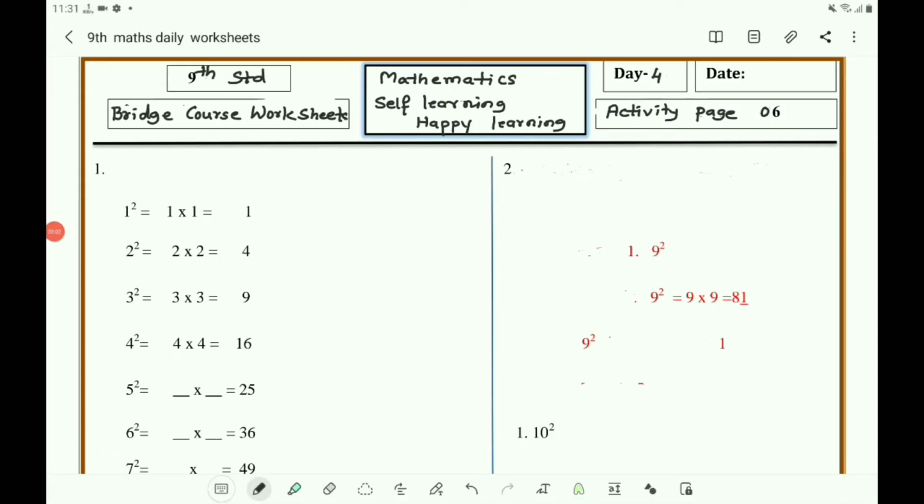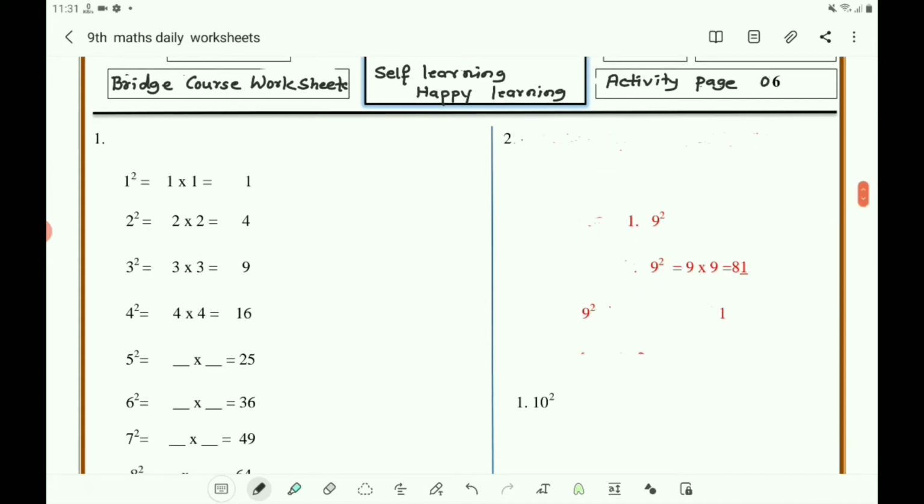Dear children, I hope that all of you completed the activity page 5 also. Now it is activity page 6, that is the worksheet for day 4. You learnt about the squares and square roots. Now here, fill in the blanks. This is the activity. Fill in the blanks.